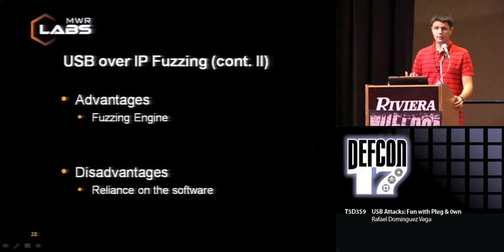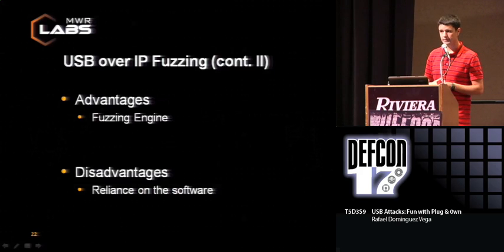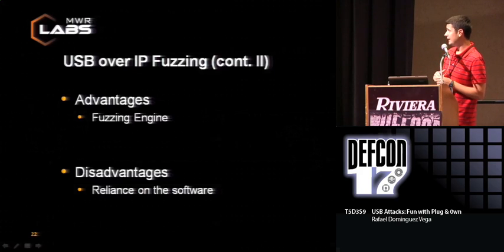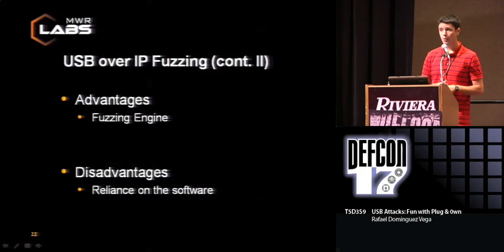The advantage of this is that we had a fuzzing engine. We used an already existing network fuzzing engine, and it could create the different fuzzing cases. The disadvantage is that we were relying on a piece of software, in this case USB IP, meaning that any problem in this software would affect the reliability of our software, of our fuzzer, sorry.